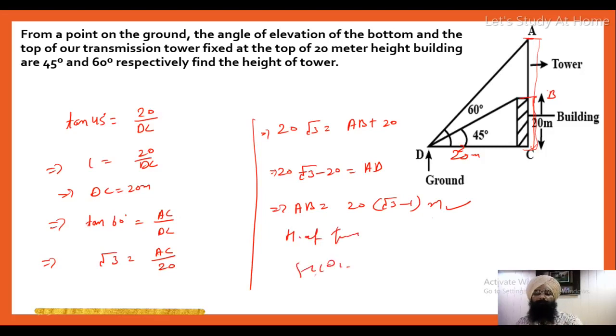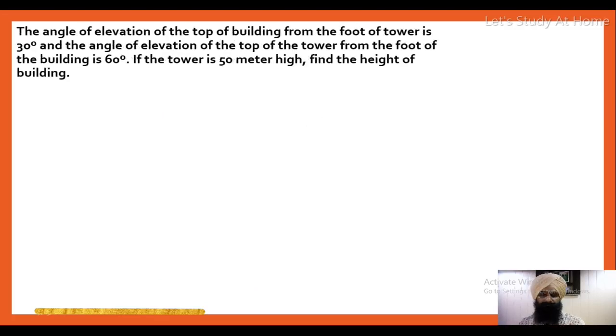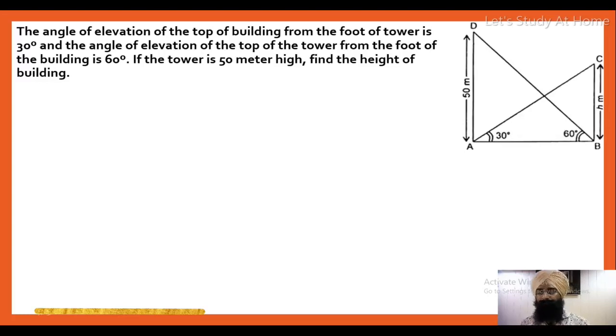Okay, now come to the next. The angle of elevation of the top of a building from the foot of a tower is 30 degree, and the angle of elevation of the top of the tower from the foot of the building is 60 degree. Firstly from the foot of the tower, second time from the foot of the building. Let's see the diagram. Here h is the height of the building and DA is the height of the tower, that is 50 meter. Angle of elevation we have been given.